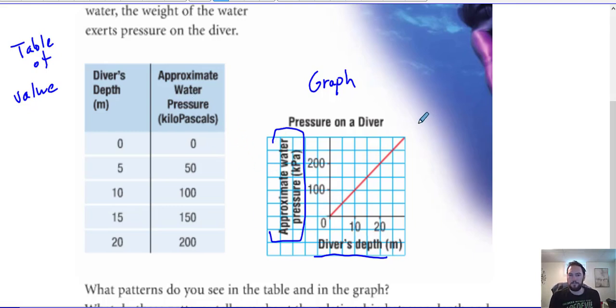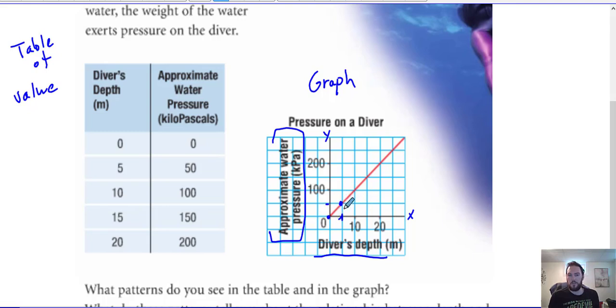And this line actually has the same information as these numbers, because on my x-axis, we see the numbers that represent the left side of my table, and on my y-axis, we see the numbers that represent the pressure. We usually call the horizontal axis the x-axis and the vertical axis the y-axis. So if I find those numbers, 0 meters and 0 pressure, I'm at the point (0, 0). Then 5 meters and 50 kilopascals: 5 is right here between 0 and 10, and 50 is right here between 0 and 100.